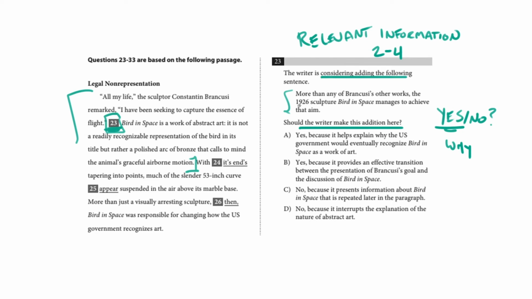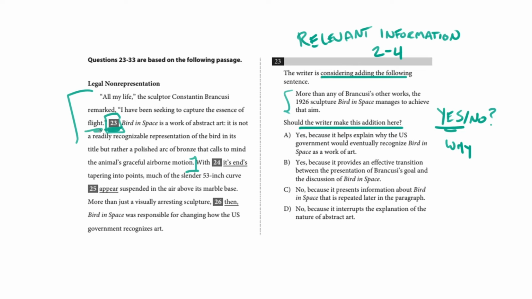So before I even look at the choices, I'm going to determine, okay, yes or no, does that belong here? With these questions, the answer will be yes if, when we're exploring the content, we notice that there's some kind of gap. So in the passage, for example, there's a gap between what Brancusi believes about sculpture and depicting flight and discussing Bird in Space. There's no introduction of Bird in Space. There is a gap there. The answer will be no when there is no such gap, and adding the sentence would distract from the point being made, or would be irrelevant to the point being made.